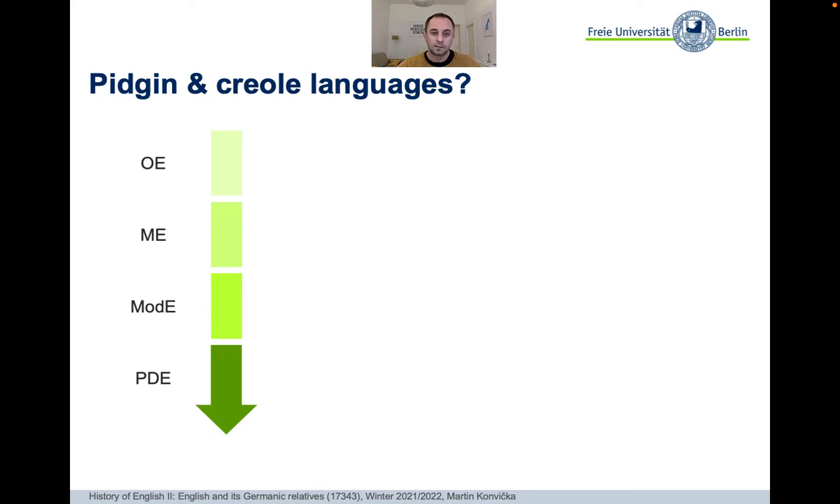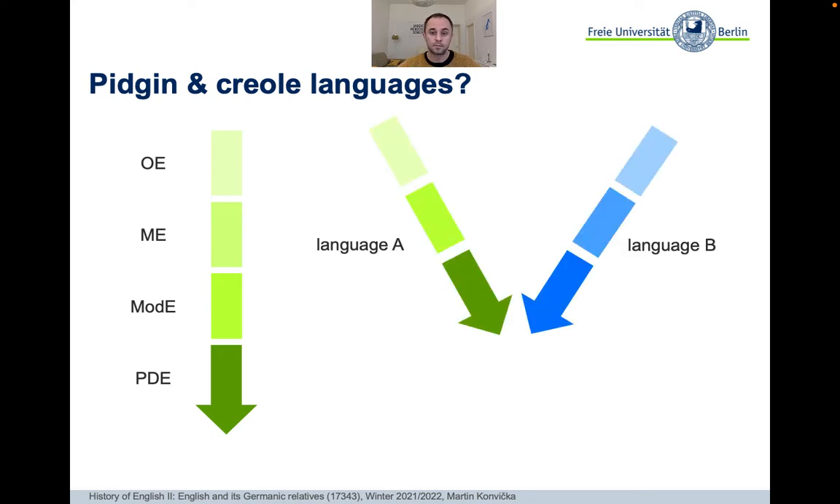When we speak about Pidgin and Creole languages, however, the situation is different. There, we have at least two languages, regardless of what languages they are, language A and language B, that are not mutually intelligible, but whose speakers meet in a very specific situation that leads to the conclusion that they have to communicate with each other, but they don't have any means to do that.